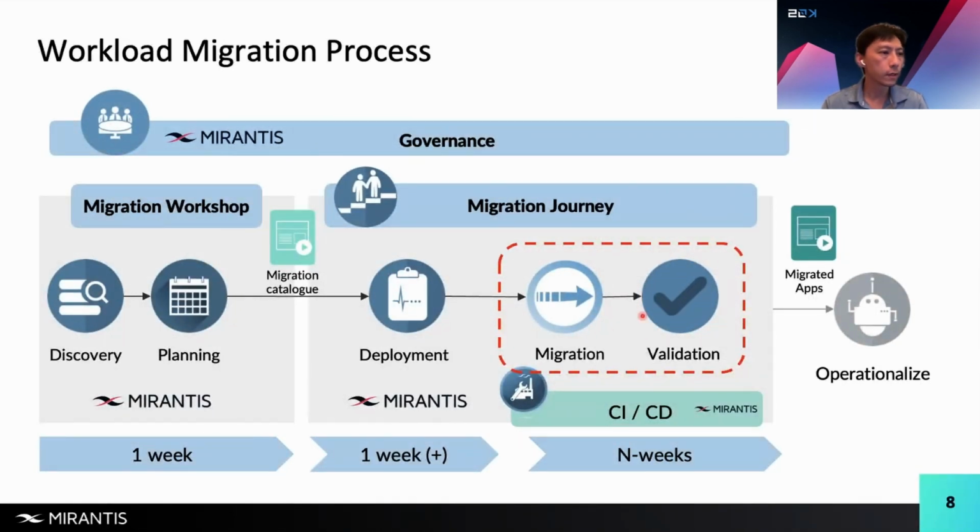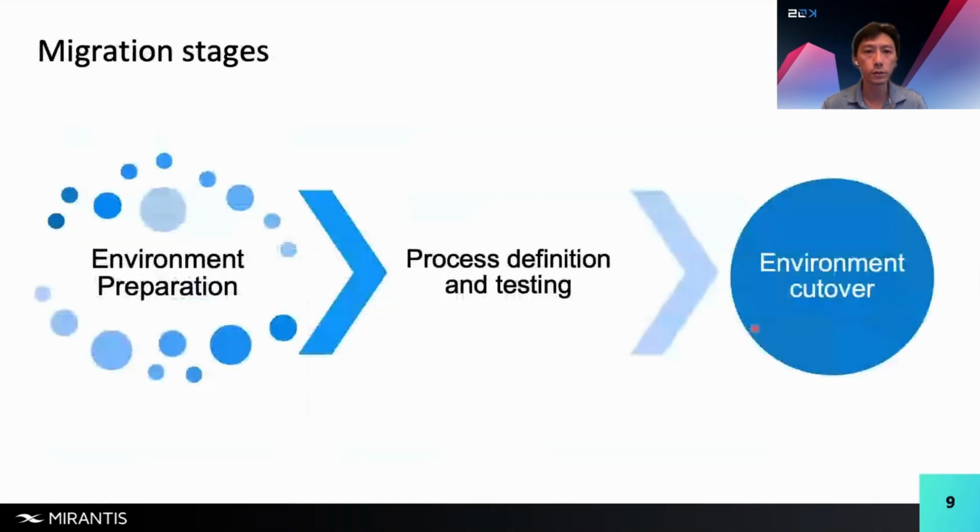So if we zoom in a little more into this migration and validation step, there are 3 different parts to that. One, we have the environment preparation. This essentially starts off with establishing the connectivity between your VMware environment and your OpenStack environment to enable the easy transportation of workloads. And I'll show you a little diagram of how it's going to be connected a bit later on, of how our tool does that.